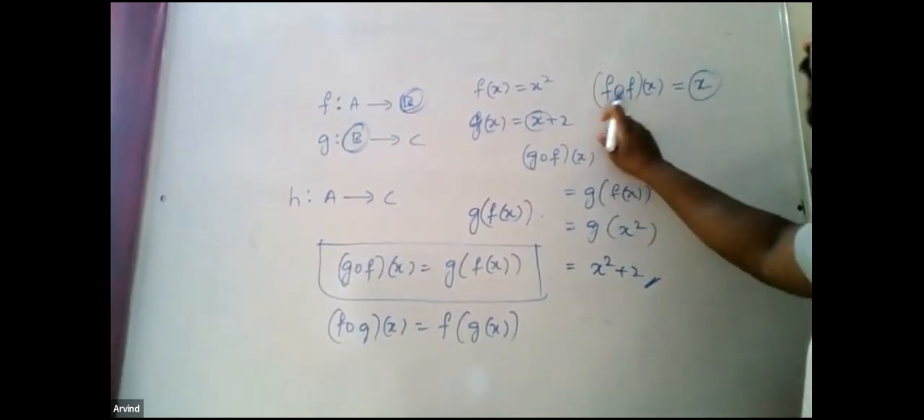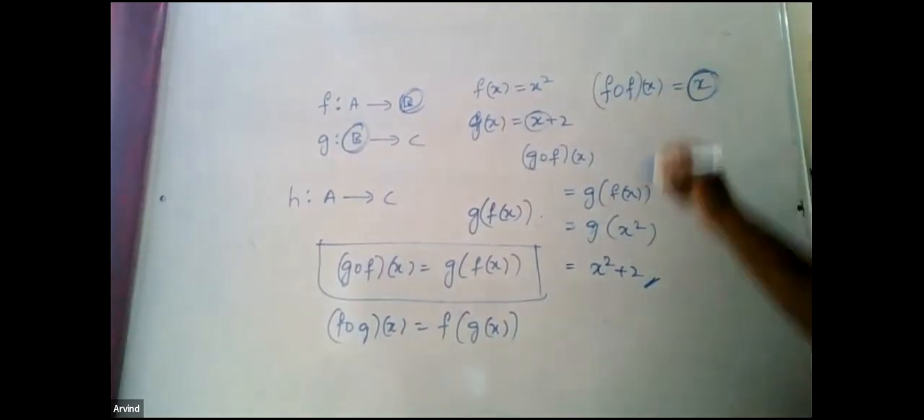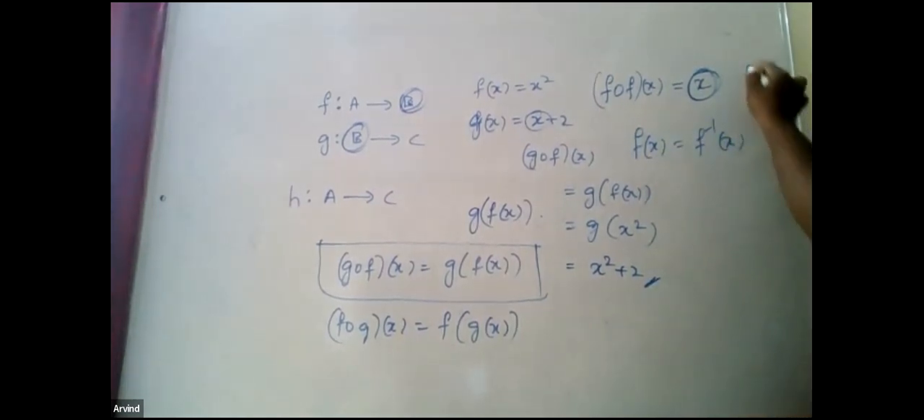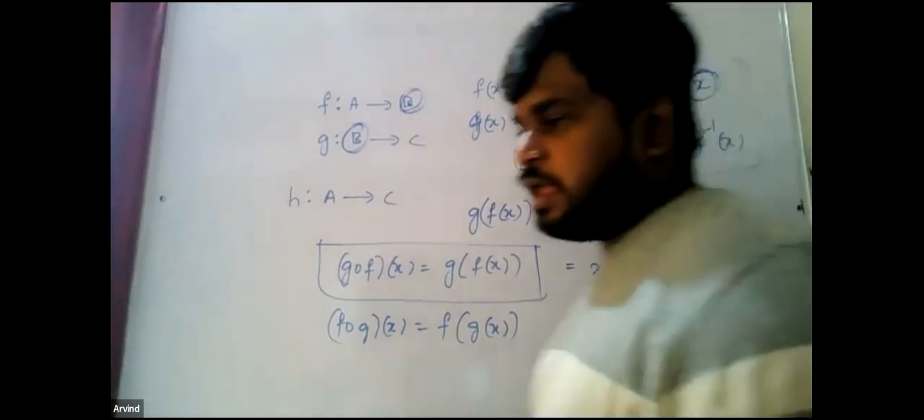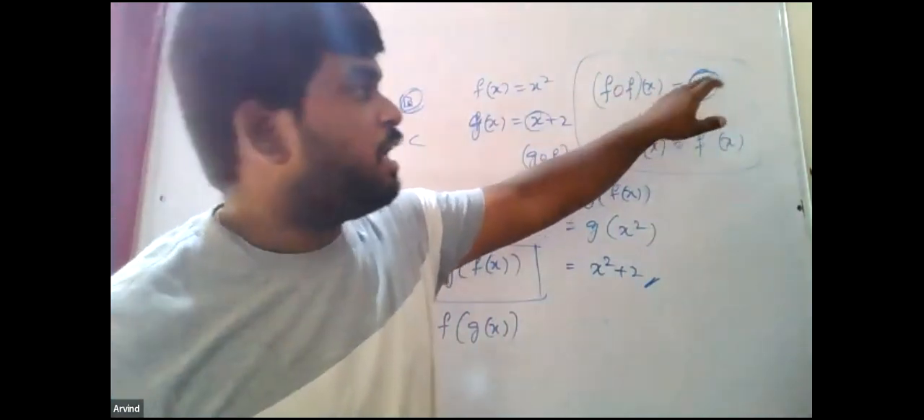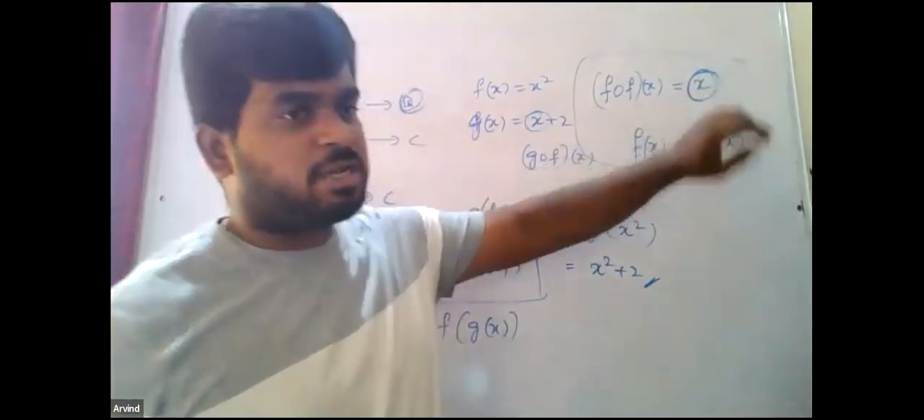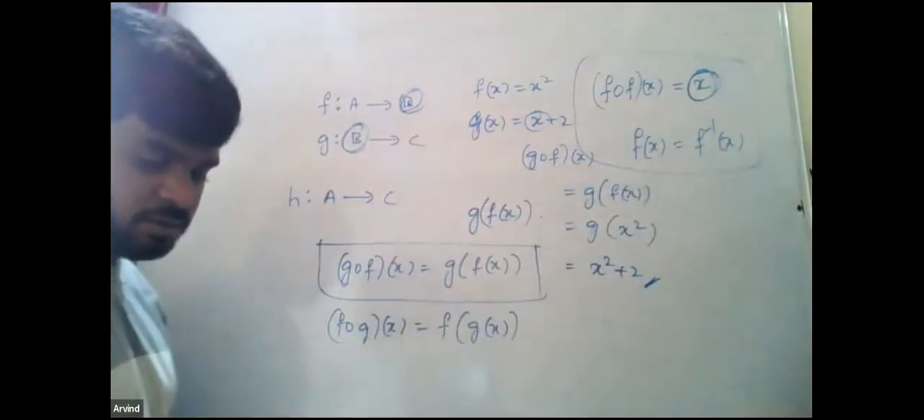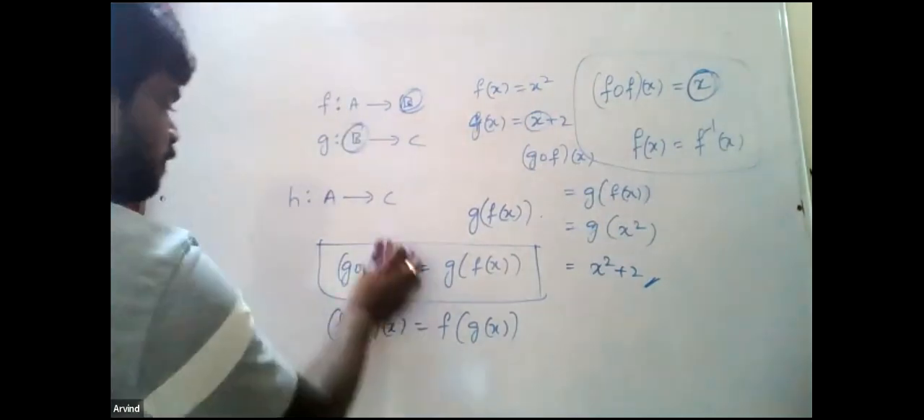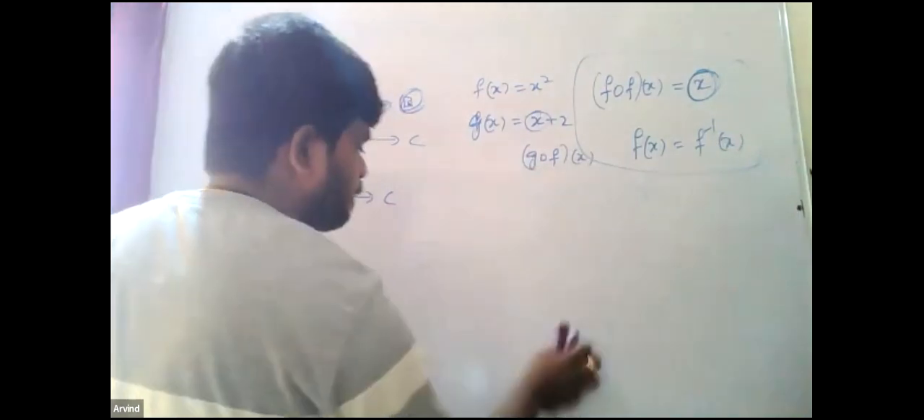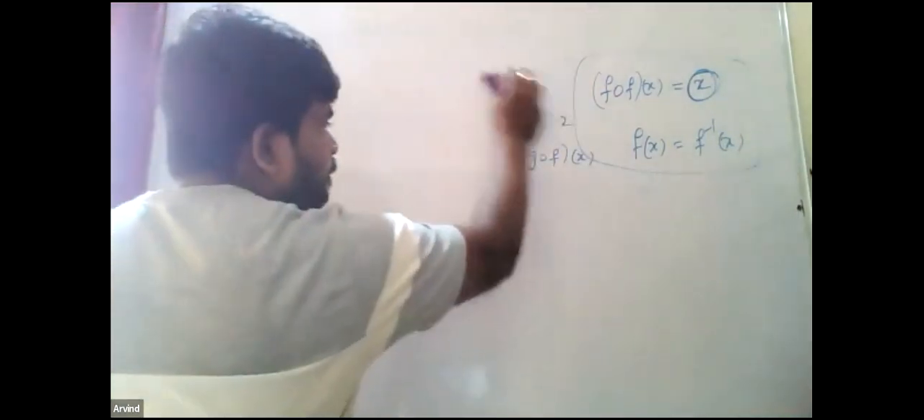So here, if f circle f of x comes out as x, then f of x is f inverse of x. Remember this. If the composition f circle f is the identity function, then f of x and f inverse of x both are the same. Remember this is the formula. So using that I'm going to solve the next problem. Let it be there. Let me solve it and show you.